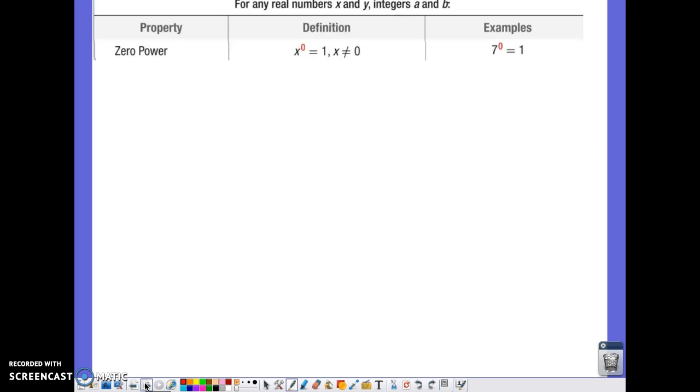The zero power property. This is not new to us, we learned it last year. It simply says that any real number to the power 0 is equal to 1, with one exception: it cannot be 0. So any number other than 0 to the power 0 is 1. Example, 7 to the power 0 is 1.